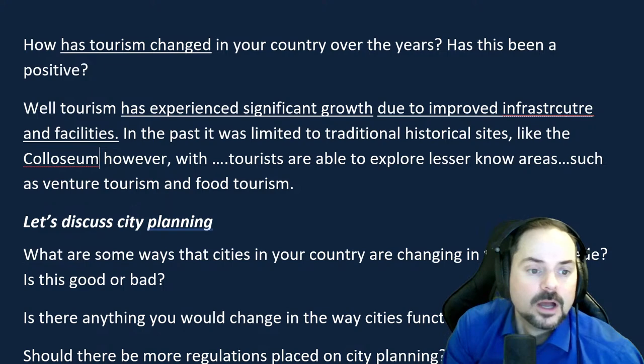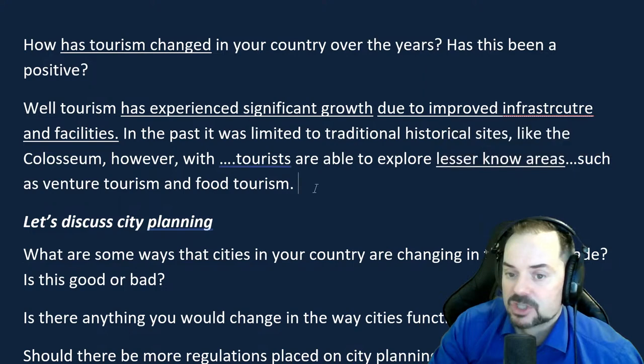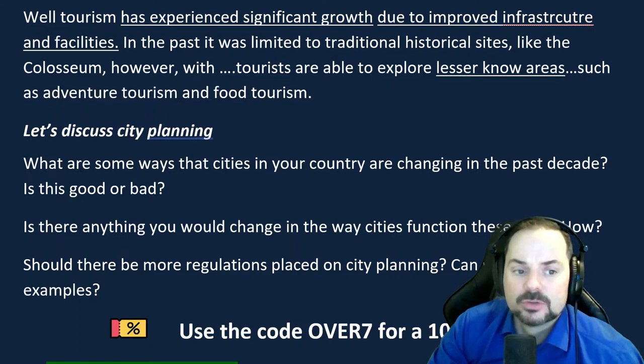however, it was a nice however there. With tourism these days, they're able to explore lesser known areas. By the way, it's a very nice piece of English vocabulary, lesser known areas. And then you said, I think, such as adventure tourism and food tourism. What would be a quick example of food tourism?